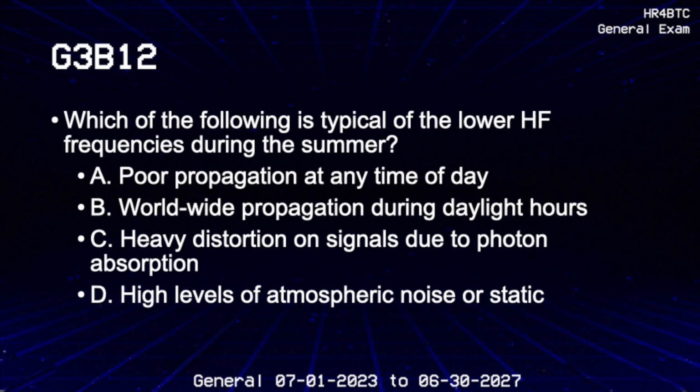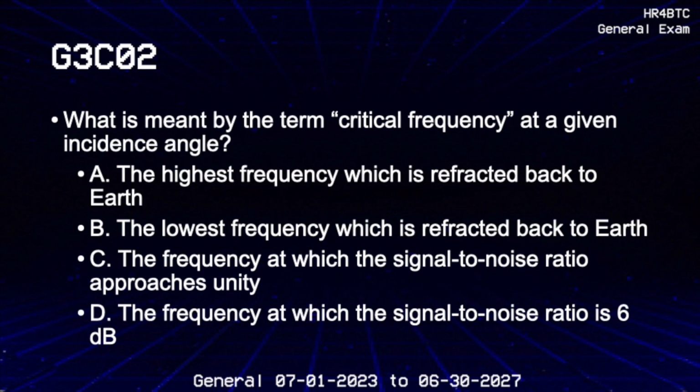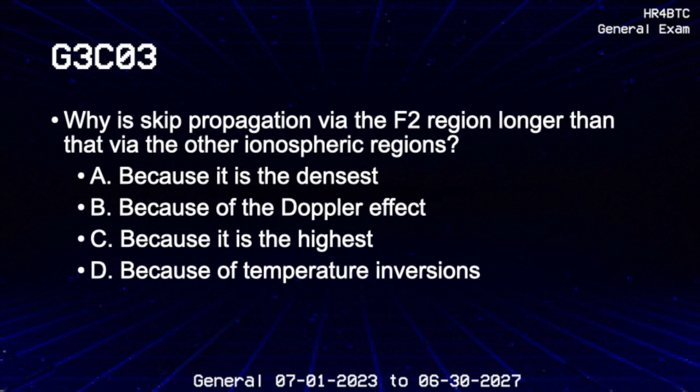Which of the following is typical of the lower HF frequencies during the summer? High levels of atmospheric noise or static. Which ionospheric region is closest to the surface of Earth? The D region. What is meant by the term critical frequency at a given incidence angle? The highest frequency which is refracted back to Earth. Why is skip propagation via the F2 region longer than that via the other ionospheric regions?